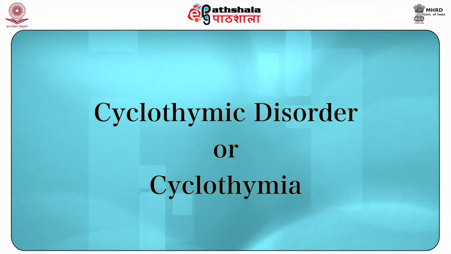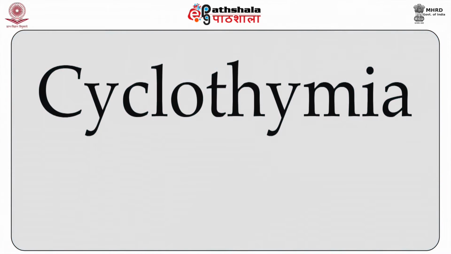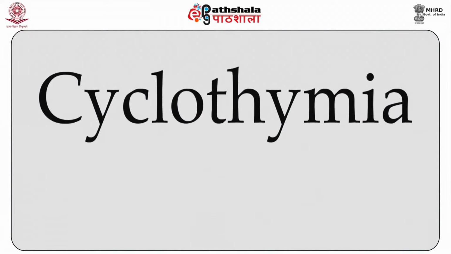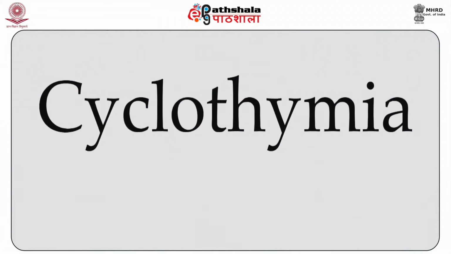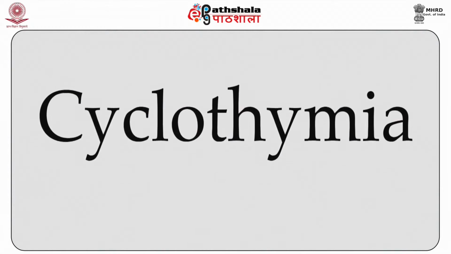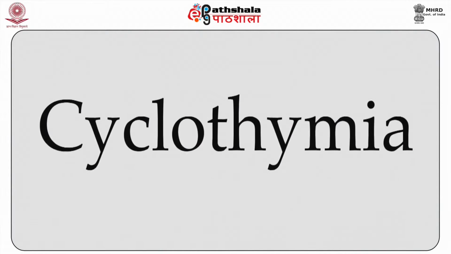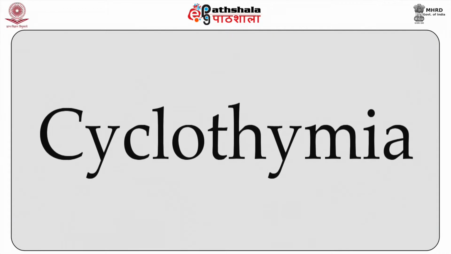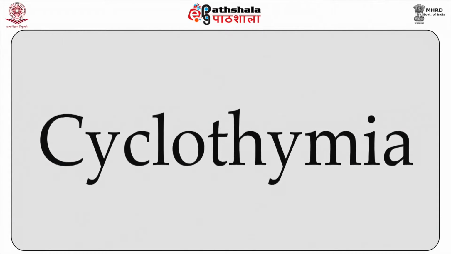Next is cyclothymic disorder or cyclothymia. This is a mild form of bipolar disorder. A history of hypomanic episodes with periods of depression that do not meet criteria for major depressive episodes comes under this category. People with cyclothymia have episodes of hypomania as well as mild depression for at least 2 years.